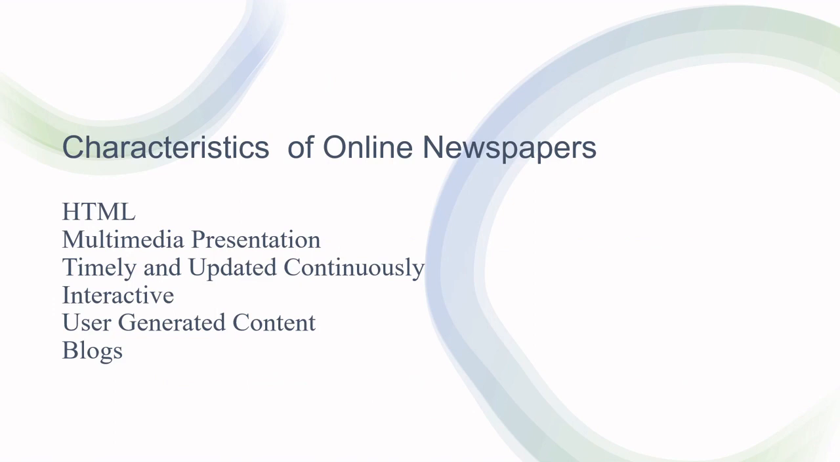The next category we are going to see is the characteristics of online newspapers. These are the main important features of an online newspaper or an online medium. The first one is HTML, which is hypertext markup language. Using this feature, the viewer can have an elaborated version of the story. It connects the web pages through text.